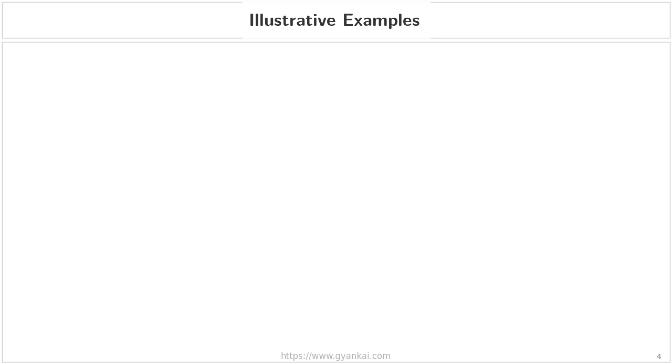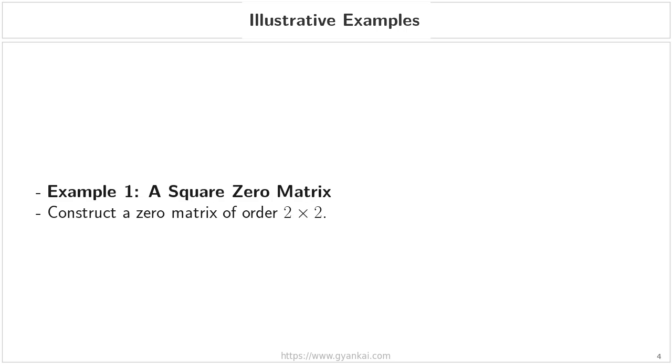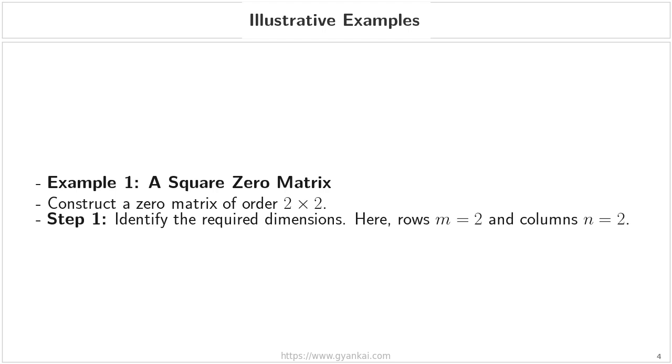Illustrative examples. Now that we have covered the definition and the key characteristics of the zero matrix, let us move on to some illustrative examples to see how this works in practice. We will begin with example 1, where we look at a square zero matrix. In this instance, our objective is to construct a zero matrix of order 2 by 2. To do this, we follow a simple 3-step process. Step 1 is to identify the required dimensions.